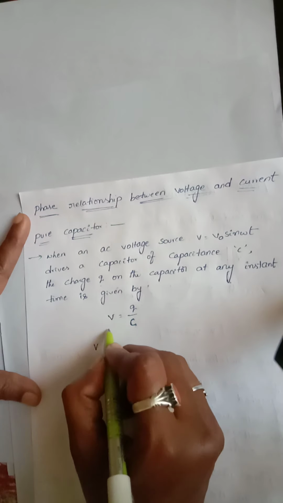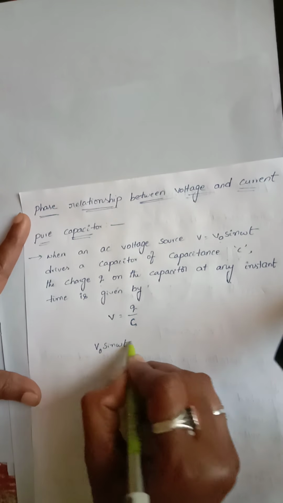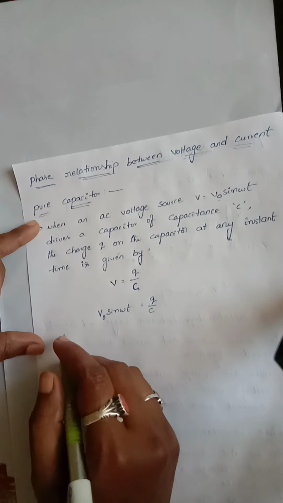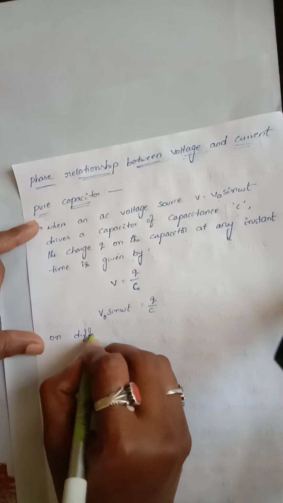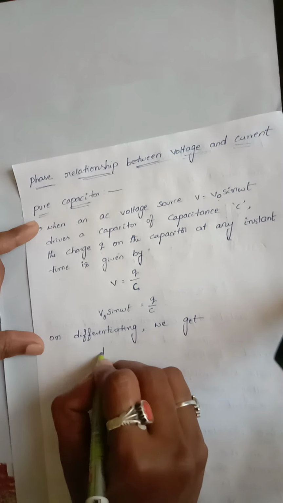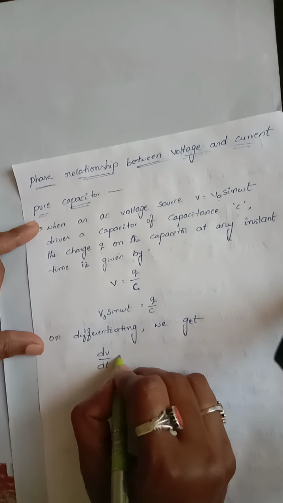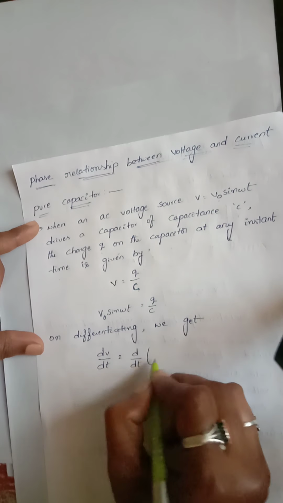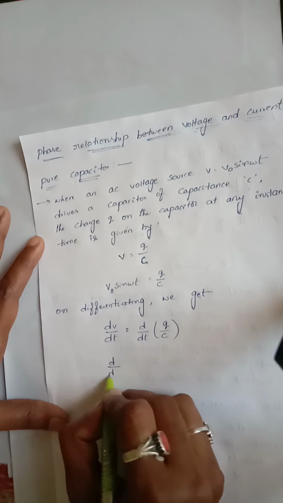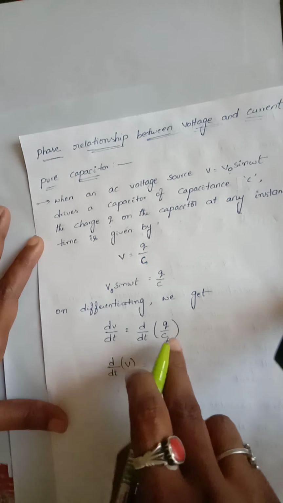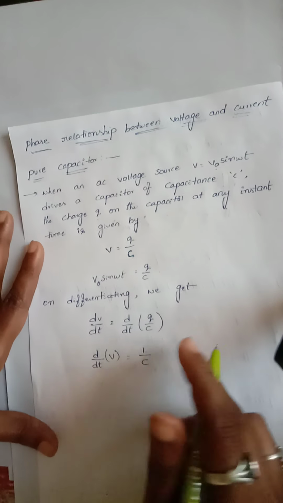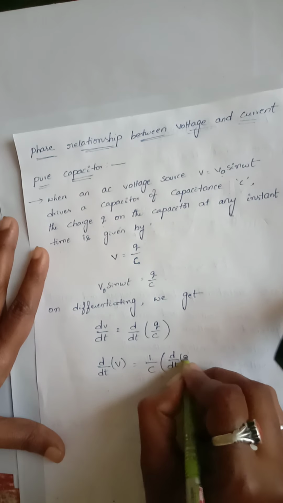So what is the formula for the AC wave? V equals V naught sin omega t, that is equal to Q by C. For the capacitor, on differentiating, we get dV by dt equals d by dt of Q by C. Here the capacitance is constant, so I am taking 1 by C as a constant, times the differentiation of charge.